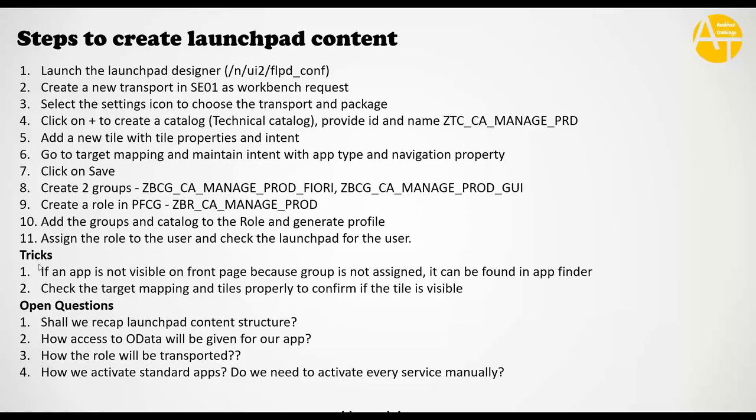Before, we learned some tricks. If an app is not visible on the front page in the group, or basically the tiles are not visible, the possible reason is that the group role is not assigned. The group is not part of the role. So you can still find that app in the app finder. Second thing we learned: if you mismatch the target mapping, the tile will also not be visible to the user. Of course, there are tools to detect those anomalies. We will discuss them later in our troubleshooting chapter.